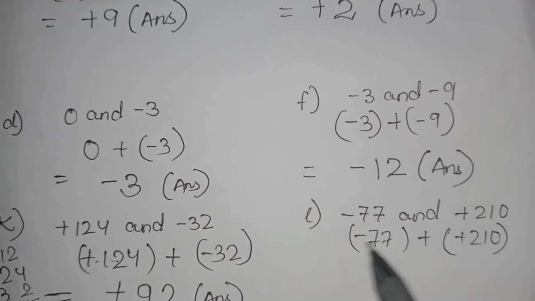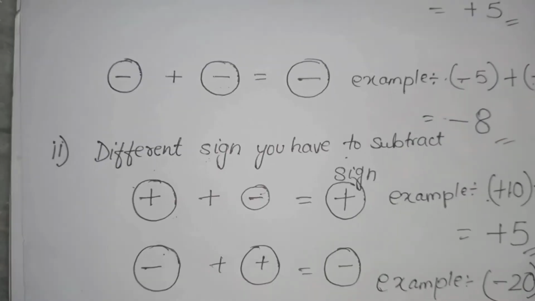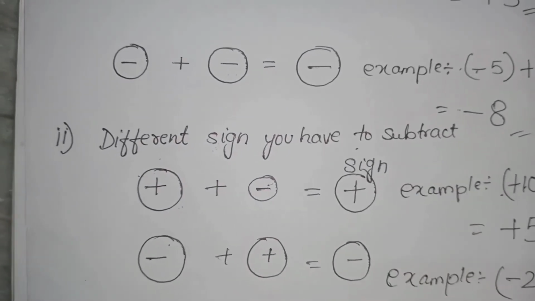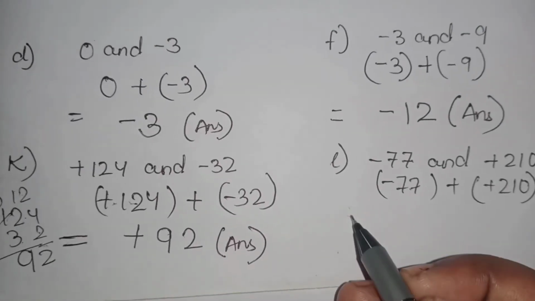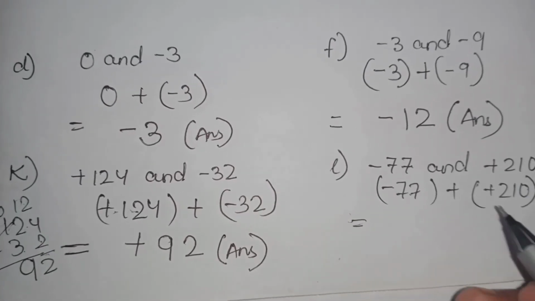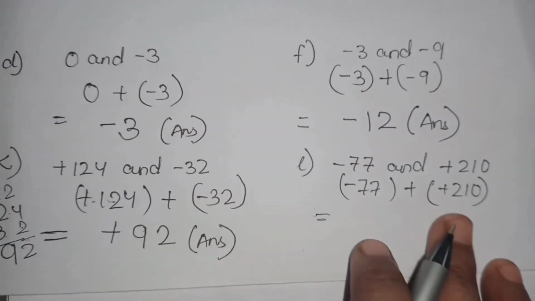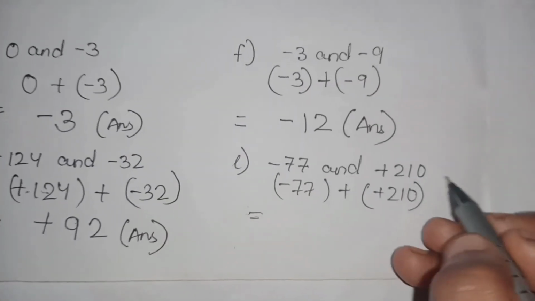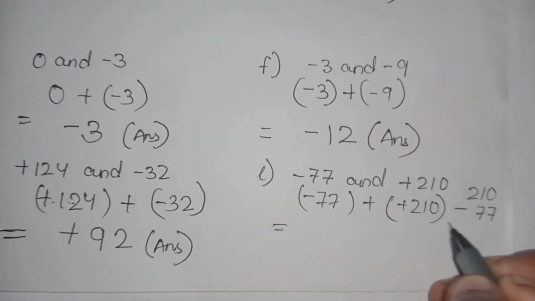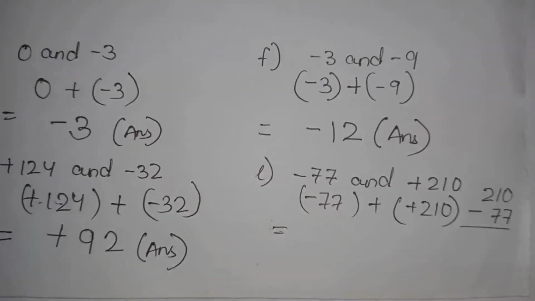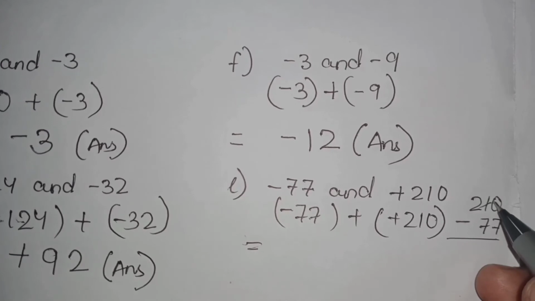Now here also both the integers have different signs. So different sign, what do you have to do? You have to subtract. So now let's subtract this. Minus plus is minus, different sign we have to subtract. So this is 77, this is 210. We'll put this 210 up. 210 minus 77. Now from 10 we cannot subtract 7, so we will take borrowing from this 1.